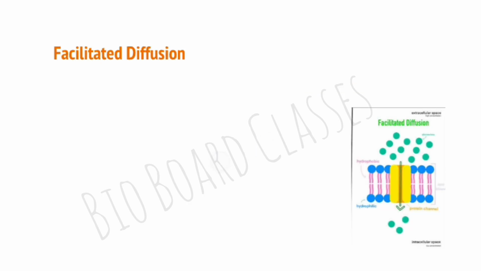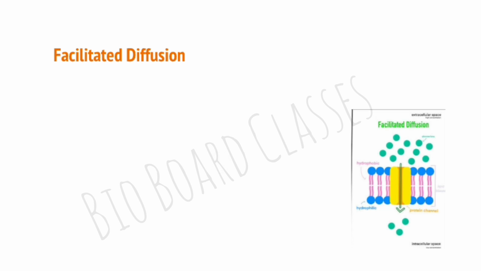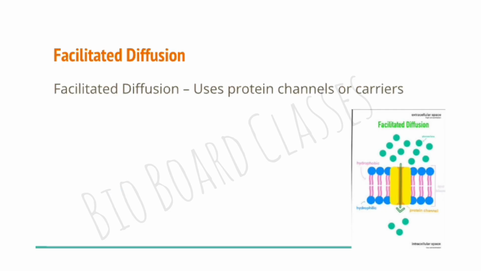Next is facilitated diffusion. Some molecules like glucose or ions are too large, or sometimes they are charged, so they cannot pass directly through the membrane. So in that case, facilitated diffusion uses specific transport proteins to help these molecules move along the concentration gradient without energy input. As you can see in the given diagram, the yellow part is a channel protein through which these molecules are entering the cell.